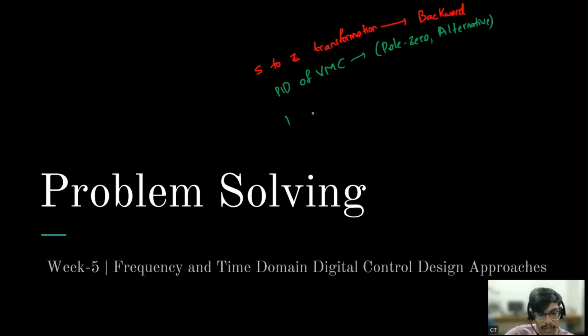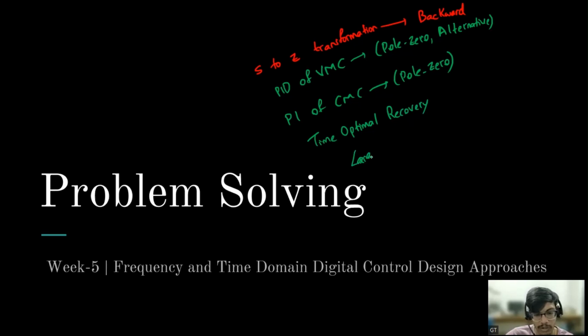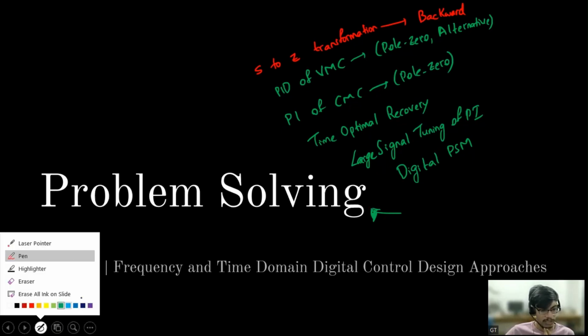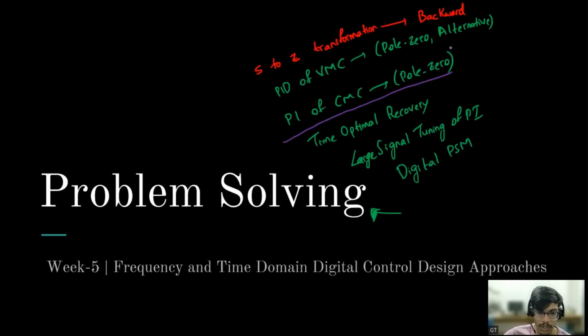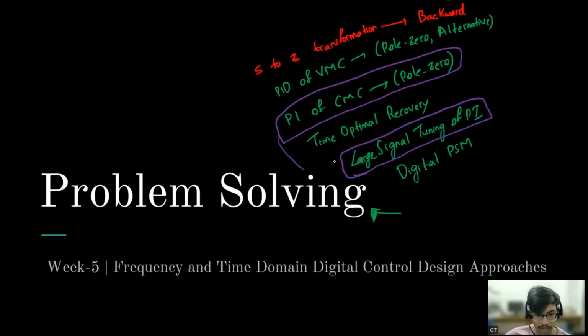And then we have discussed PI controller of current mode control. We have also discussed pole zero, small signal mode. Then we have discussed something called time optimal recovery. And then we have discussed large signal tuning of PI controller to achieve faster transient response. And then we have discussed digital pulse skipping modulation. So the problem solving session, mainly I have given based on the 2 aspects. One is the PI tuning of current mode control using pole zero, and the large signal tuning of PI. I will not solve, but I will explain you how to solve.